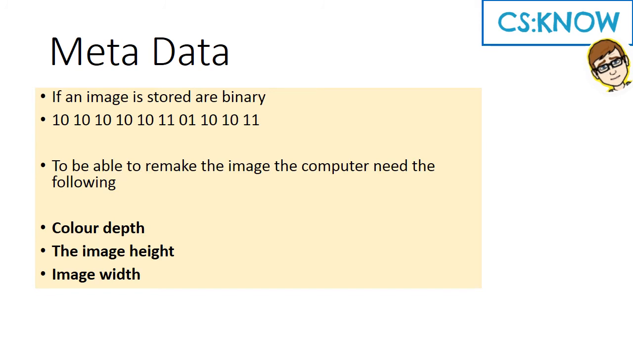Metadata. If an image is stored as binary, how does the computer know it's an image? It's just the zeros and ones. So for the computer to be able to remake that image on your computer or anyone else's computer, it needs to know certain things. And metadata is information about the image, such as the color depth, the image height and the image width. If the computer knows the color depth, so how many zeros and ones are being used for a color, the image height and the image width, it can recreate any picture.